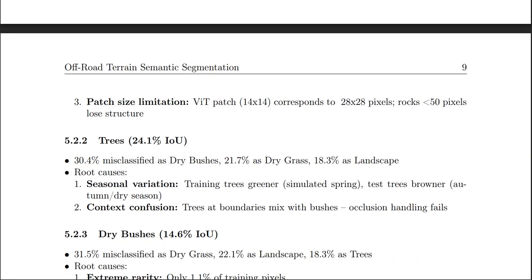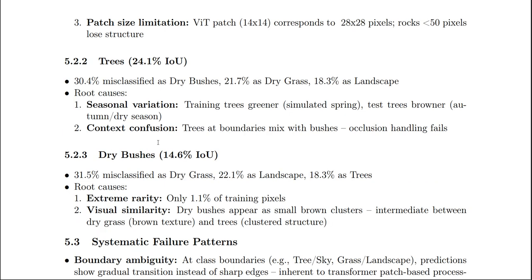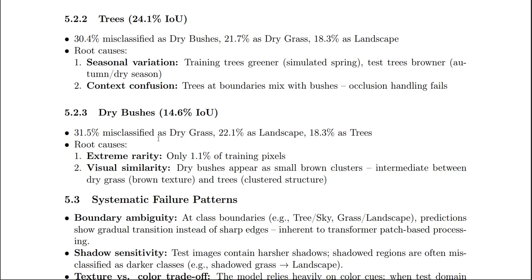Similarly in the trees, 30.4% were misclassified as dry bushes. The training trees are greener, the test trees browner. This is the root cause, and that's why we get a lower IoU. In the dry bushes, similarly, there is a rarity of 1.1% of training pixels. That's why.